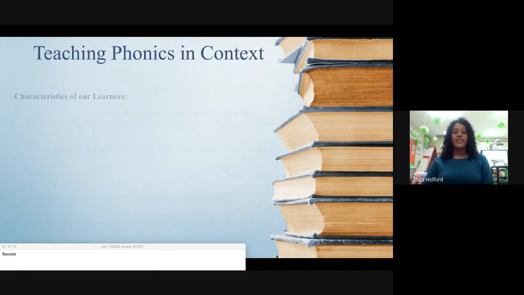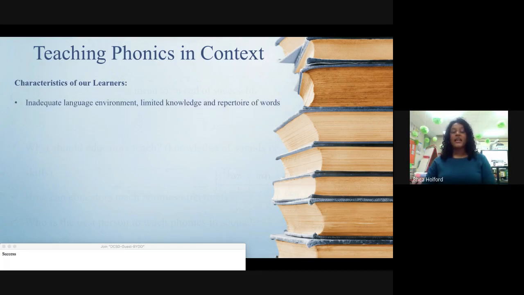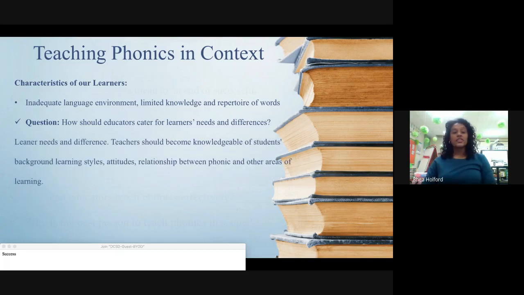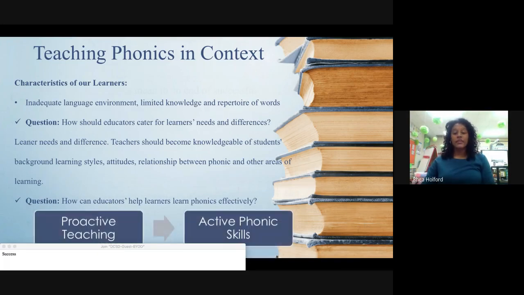Teaching phonics in context. Characteristics of our learners: inadequate language environment, limited knowledge and repertoire of words. Question: how should educators cater for learners' needs and differences? Teachers should become knowledgeable of students' background, learning styles, attitudes, and the relationship between phonics and other areas of learning. Question: how can educators help learners learn phonics effectively? Proactive teaching and active phonics skills.